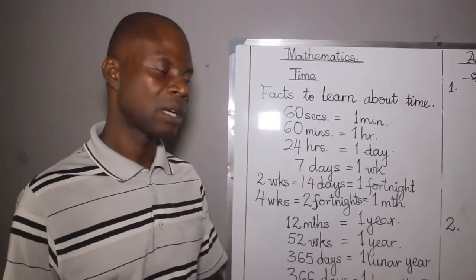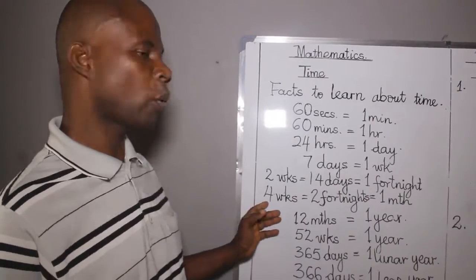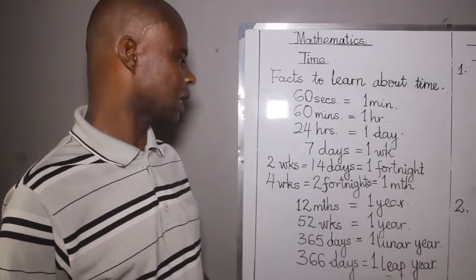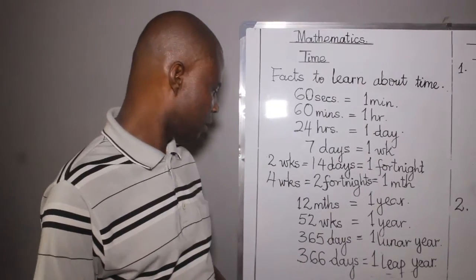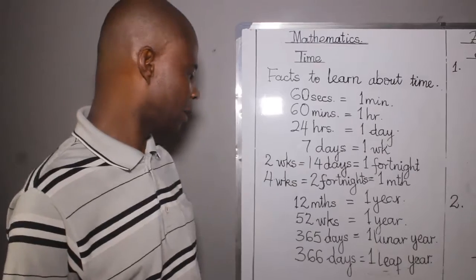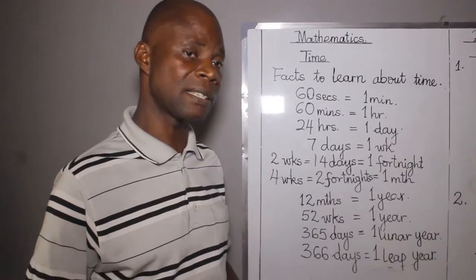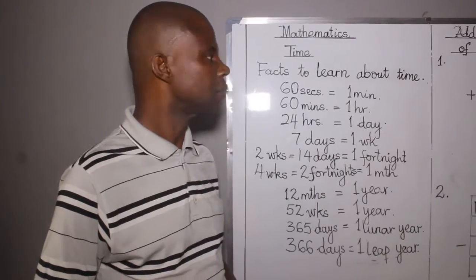7 days, 1 week. 2 weeks equals 14 days, which is a fortnight. 4 weeks will give us 2 fortnights, and the same thing as a month. 12 months, 1 year. 52 weeks gives us 1 year. 365 days is a lunar year, and 366 days is a leap year.